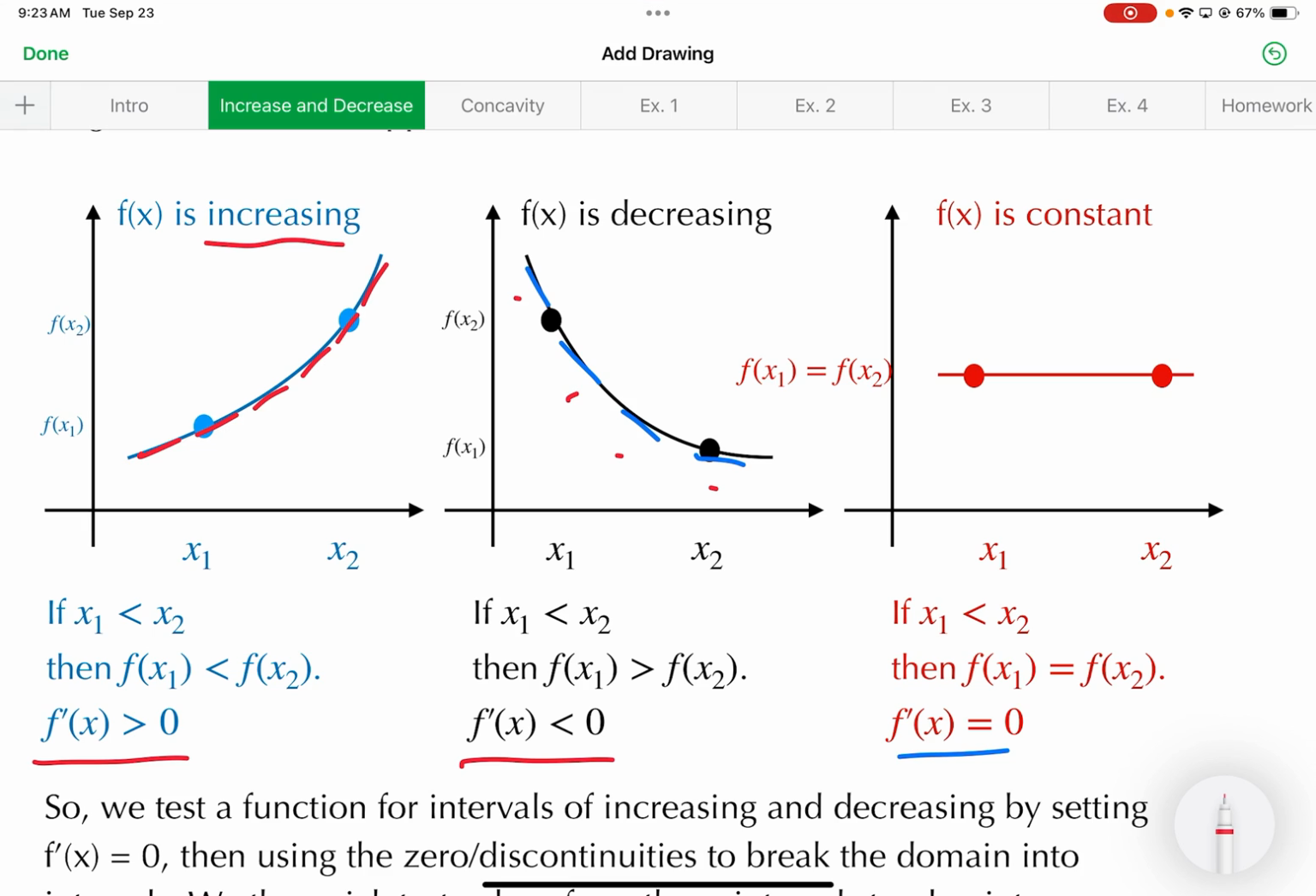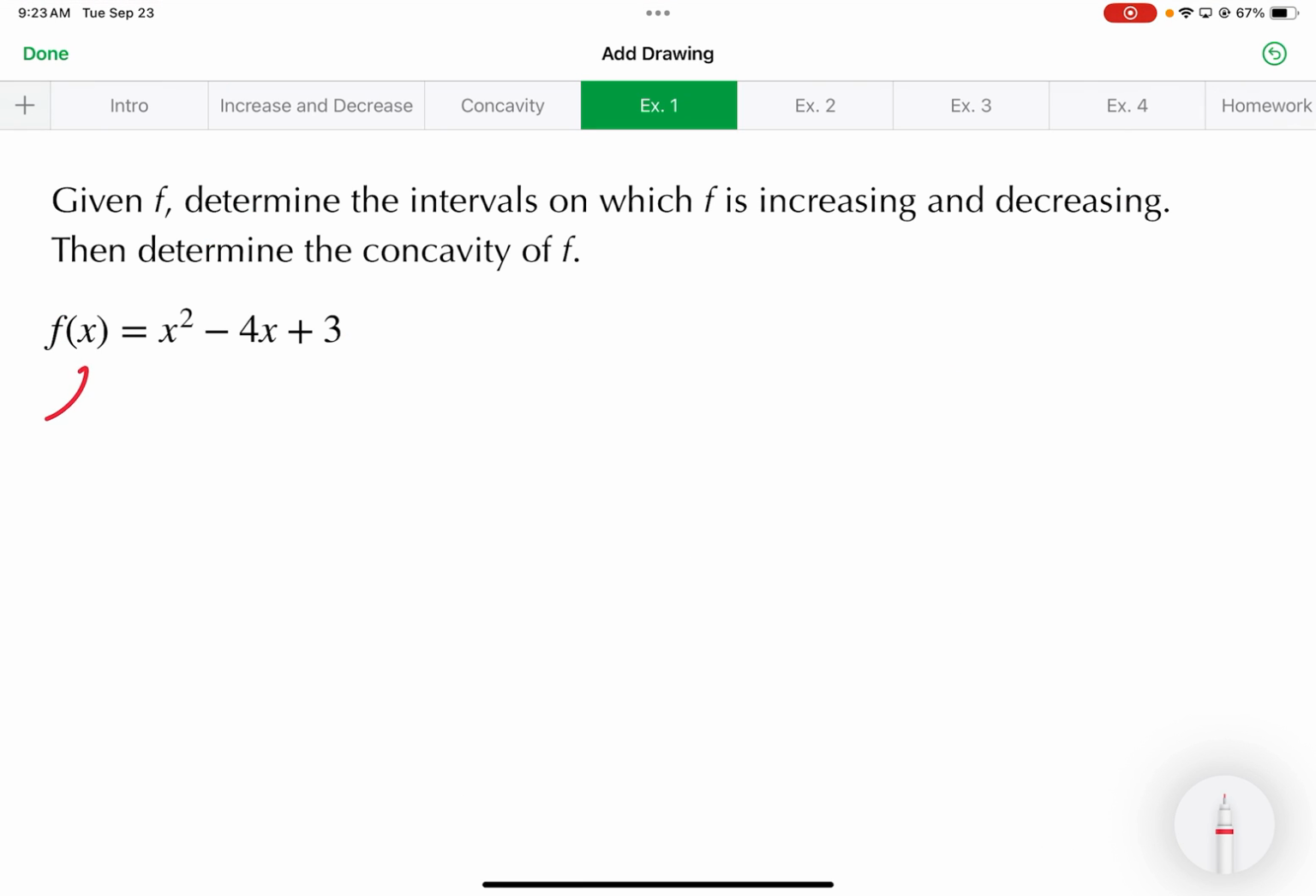So if I want to test where my function is increasing or decreasing, I take my derivative, the slope of the tangent line, and I set it equal to 0. And then I'm going to use those values to set up intervals of increase and decrease. By now you guys have taken your first derivative, which is what? So I want to set that equal to 0. That's going to become commonplace, setting your first derivative equal to 0. We're going to do that in a lot of different parts of this class.